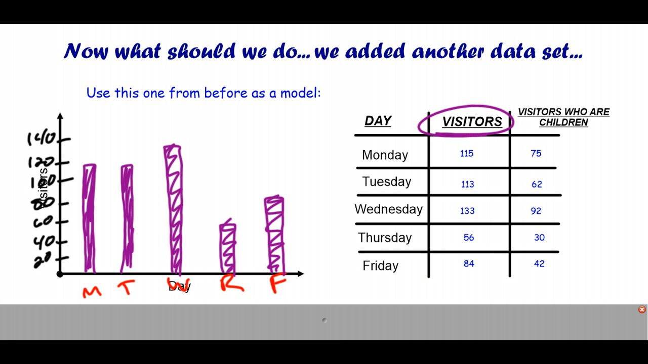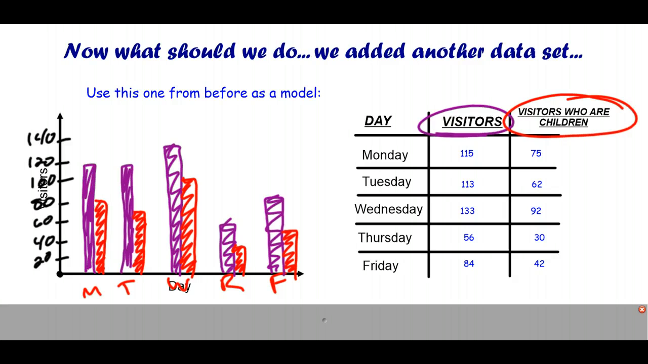And that's only part of what we want to know. We want to know the number of visitors who are children too. And if we were going to create a bar graph just of the visitors who are children, we would create one that looks like 75 for Monday, one that had 62 for Tuesday, one that has 92 for Wednesday, one that has 30 for Thursday, and one that has 42 for Friday. So we would have our bars and they would look like that. And it turns out that this is a pretty effective way of getting across both sets of data at the same time. One bar in one color for visitors, in purple in this case, and one color in red, which is visitors who are children.